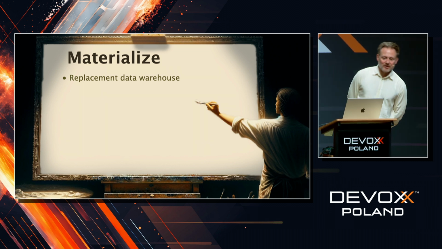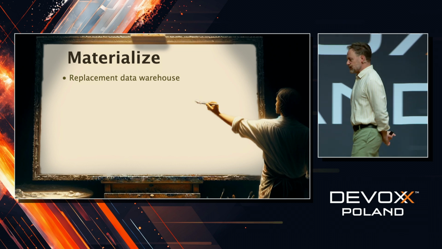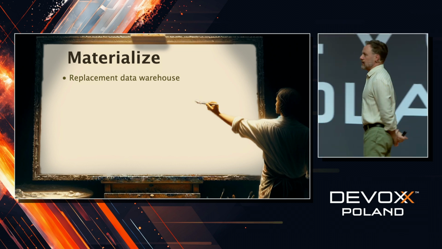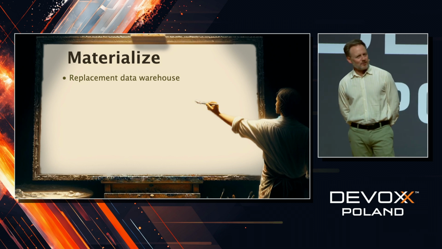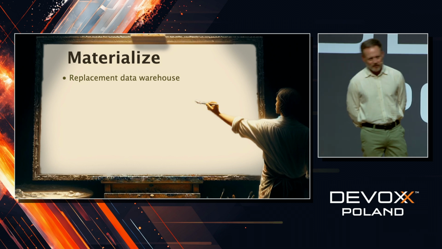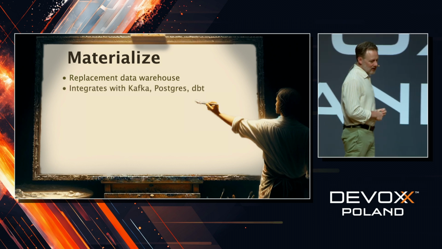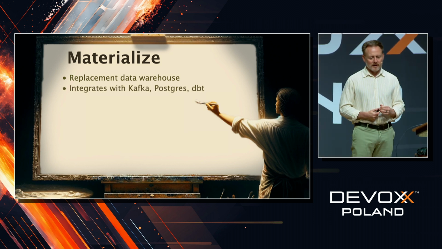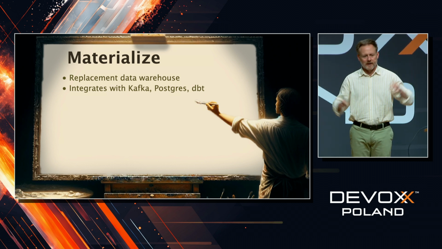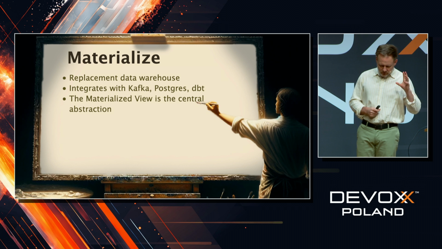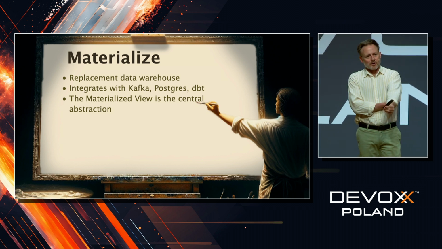Materialize represents itself as a replacement data warehouse. It's really saying, if your data sources are Kafka topics or the equivalent, why dump those into a data warehouse and use batch query tools, right? Why not just do all of this in real time? So it's wanting to be this streaming data warehouse, and by default it integrates with the usual suspects, and not surprisingly, its central abstraction is a thing they call the materialized view.